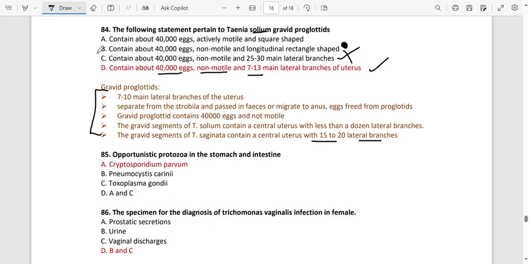Okay, if you checked, so I was looking at, you can see this one here, 7 to 10 many lateral, and this is many lateral. Because it's less than a dozen, these are just lateral branches. And the main lateral branches, hope that is okay.